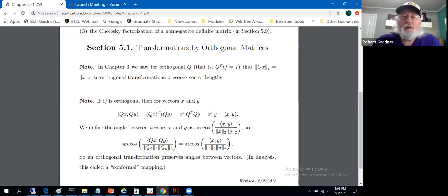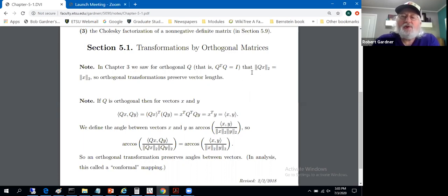We saw that if we take an orthogonal matrix Q, one for which, for example, Q transpose times Q equals the identity, so Q transpose is Q inverse. We defined it as a matrix with orthonormal columns or orthonormal rows, depending on whether it was square or not.